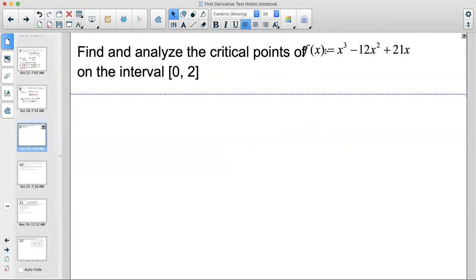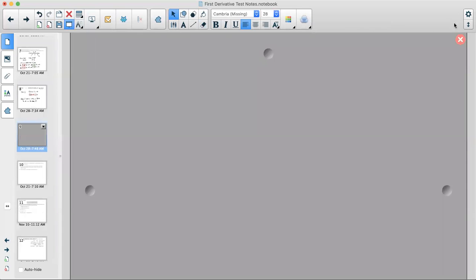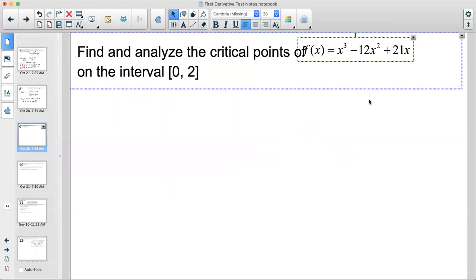All right, this is gonna be one where we have to do a sign chart and stuff. So, oh boy, I just put the screen shade on. Not what I meant to do.